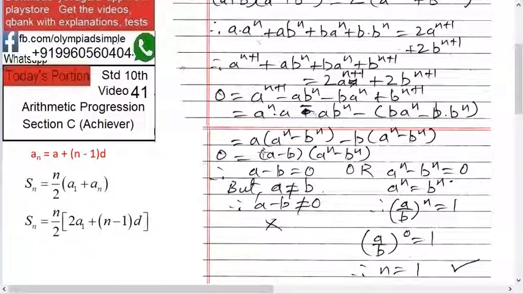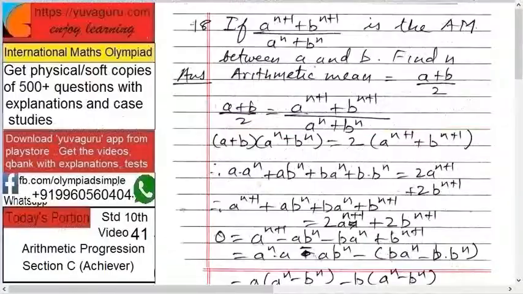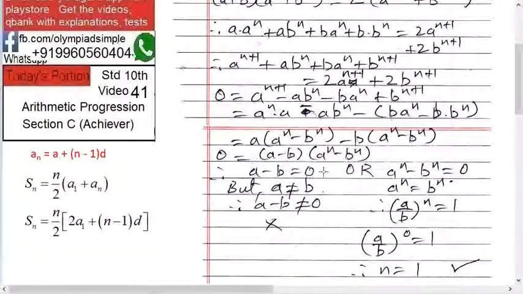So 0 equals (a minus b) into (a^n minus b^n). So what does it mean? Either a minus b equals 0 or a^n minus b^n equals 0. We want n. So this a minus b equals 0 is of no use to us, right? So forget this. Focus on this: a^n minus b^n equals 0. Therefore a^n equals b^n.